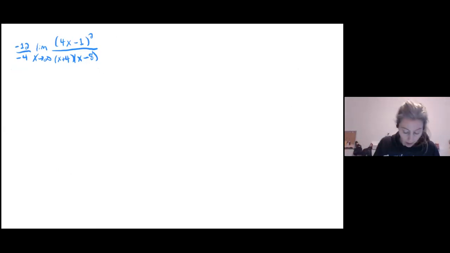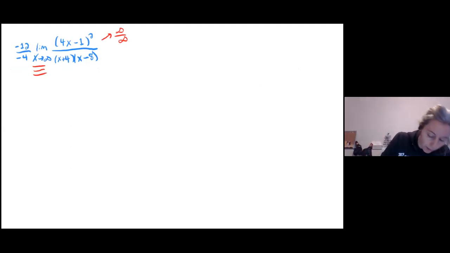I have infinity over infinity in the form of a polynomial over a polynomial. I'm approaching infinity, which means, sure, I can use L'Hopital's rule, but I can also just take the big stuff. So I'm just going to take the big stuff. That's going to give me an x squared on the bottom. It's going to give me a 4x squared on the top. So negative 12 over negative 4, that's 3.